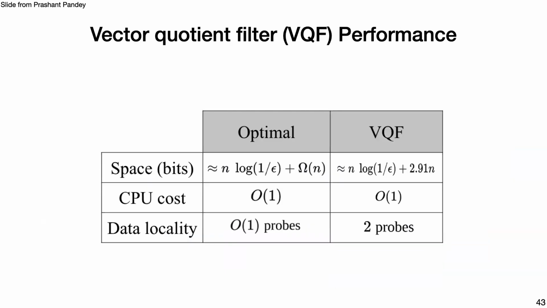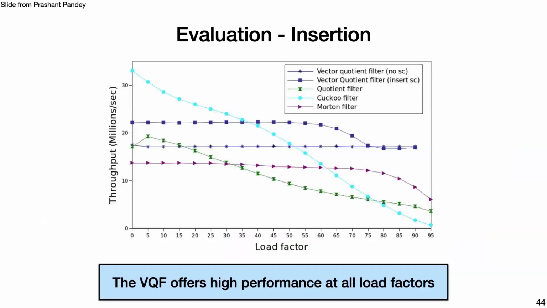So this vector quotient filter achieves the lower bound in space, CPU cost, and locality. And then they had some data. This is throughput, this is load factor. And I guess the most important thing that they cared about was the large load vectors. And yeah, so this star is vector quotient filter.